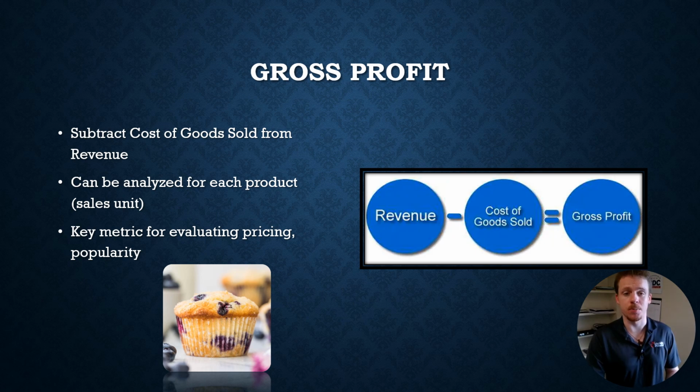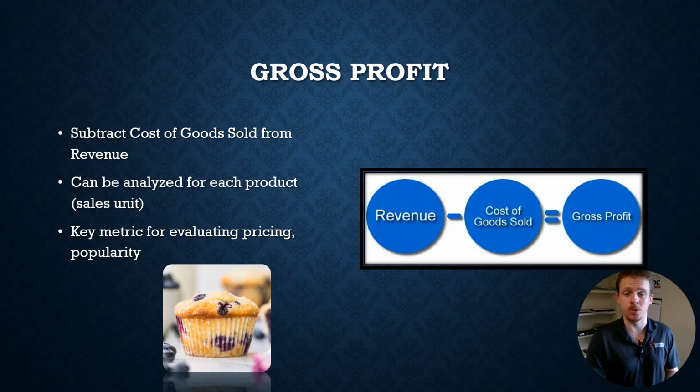Gross profit can be determined by taking the revenue and subtracting the cost of goods sold. For example, let's say you spend $2 on ingredients and packaging to sell a muffin for $5. If you sell 5 muffins, you're making $25 in revenue, but spending $10 in cost of goods sold. So your gross profit comes out to $15.